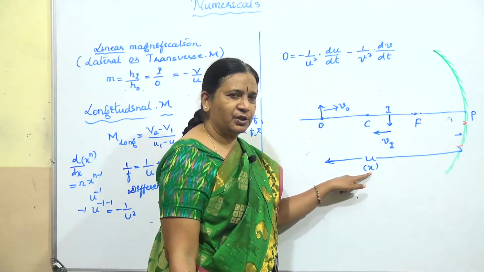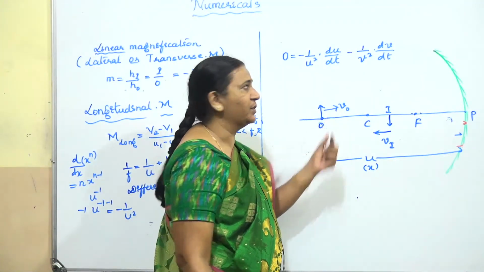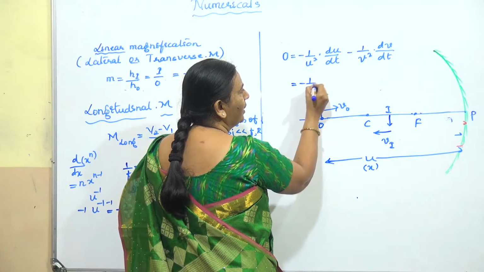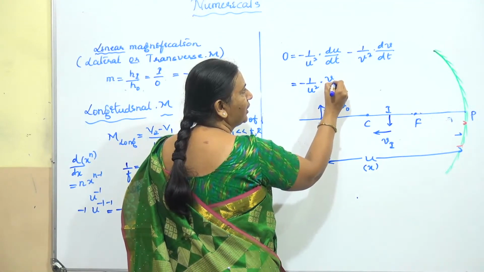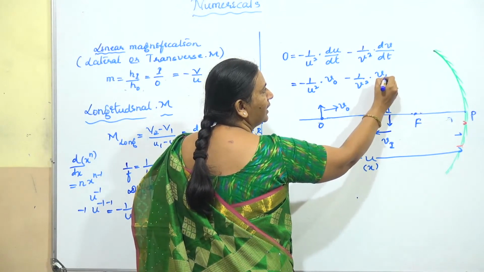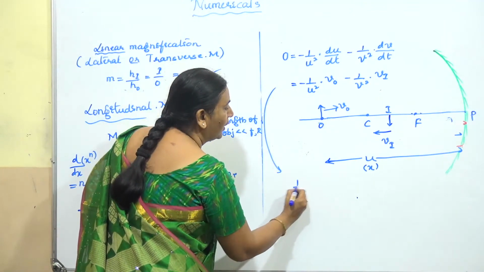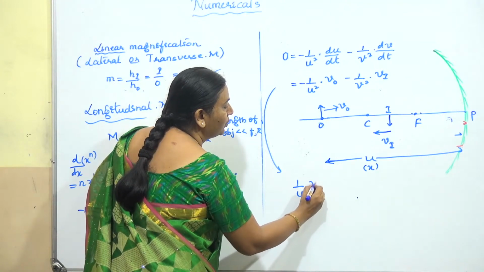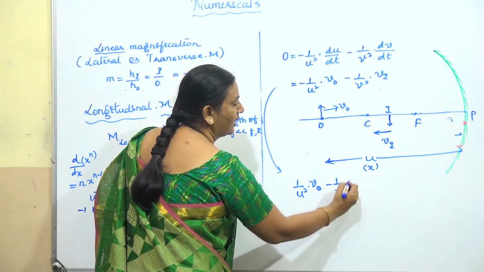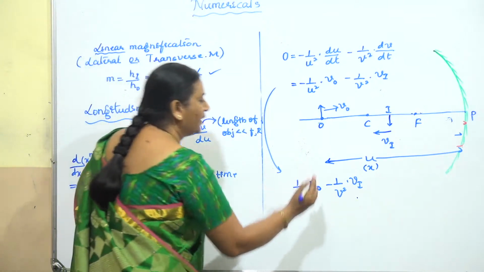So, the change of position with respect to time, what will you call it? Speed of that particle. So this became the speed of the object. Okay, two things are going to work out here. 1 by u square, I can call it as speed of the object, minus 1 by v square, I can call it as speed of the image. If I separate both the terms, it becomes 1 by u square into speed of the object, minus 1 by v square into speed of the image. Now, what is the speed of the image?